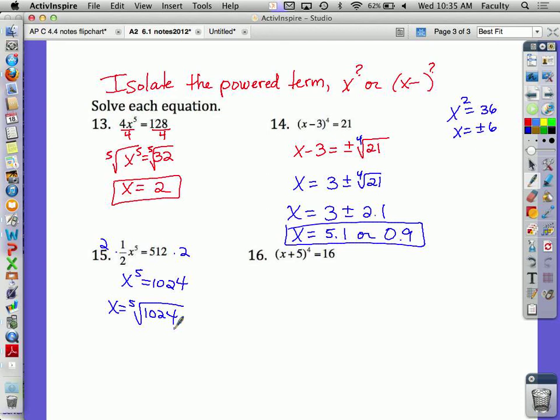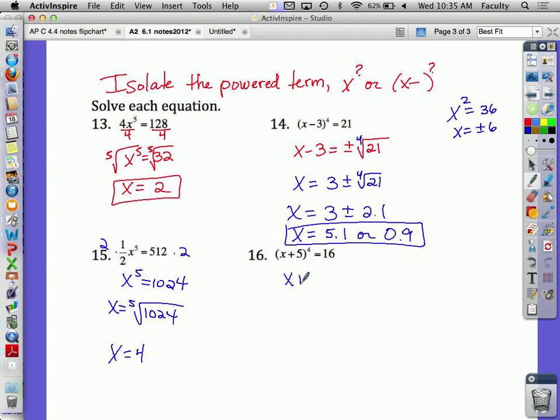So you're going to press a 5 and then go to math, x root, 1024. And what are you guys getting? 4. You're getting 4, and you would be correct. This is an odd root, so there's just one answer. So x equals 4. All right, last one, and then we're going to do the homework together and get it done.